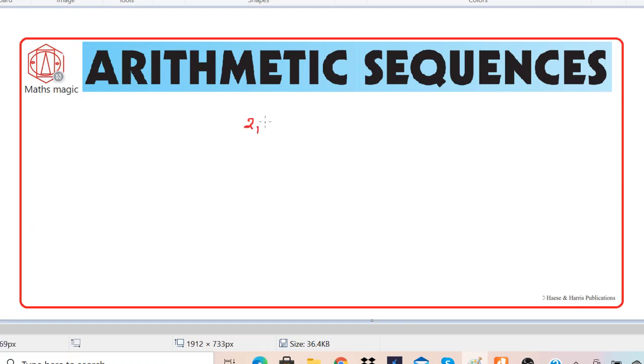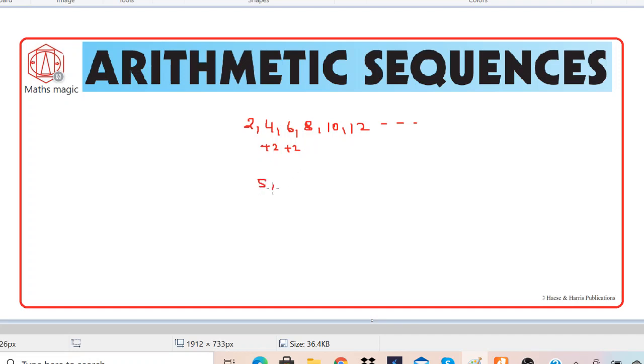So let's say we are having 2, 4, 6, 8, 10, 12, and so on. You can see every time your pattern is increasing by +2. So this is a constant number. So every next number is obtained by adding +2 to the previous number. We can see more examples.